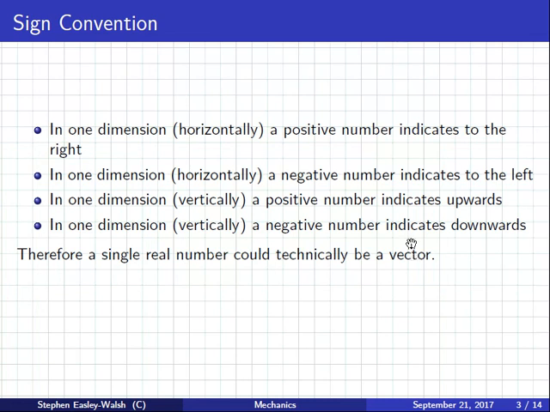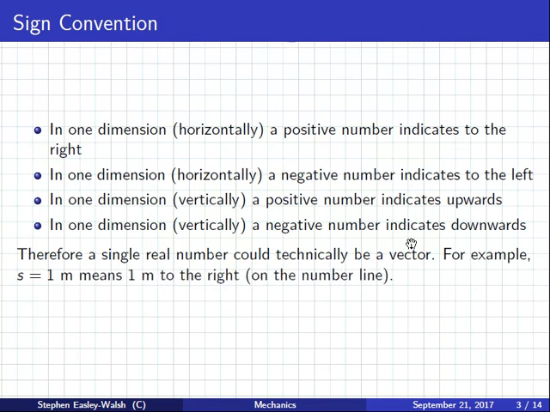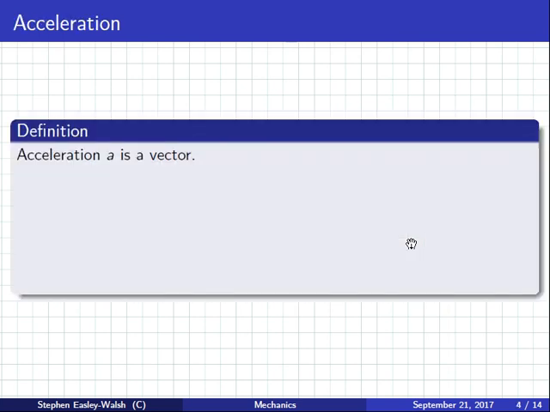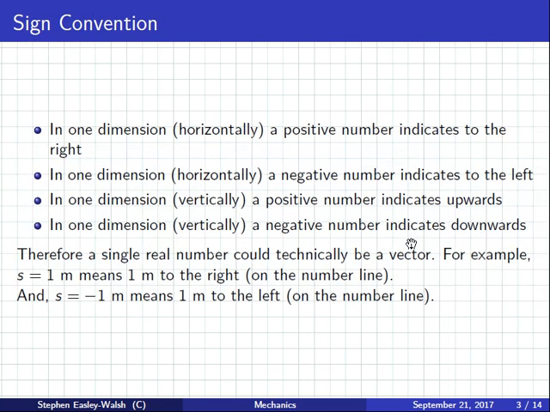That's the key here. For example, s equals 1 meter could mean 1 meter to the right, and then s equals -1 meter means 1 meter to the left. I think you're okay with this, yeah? Okay, so now on to some definitions. Acceleration is what's coming up.